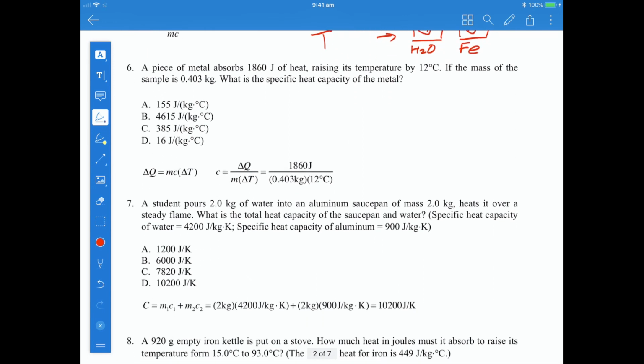Number 6. A piece of metal absorbed 1,600 joules of heat, raising its temperature by 12 degrees, and you got the mass. So you just use the definition of specific heat, delta Q equals mc delta T. Specific heat equals delta Q over m delta T. Plug the numbers in, and the answer should be C.